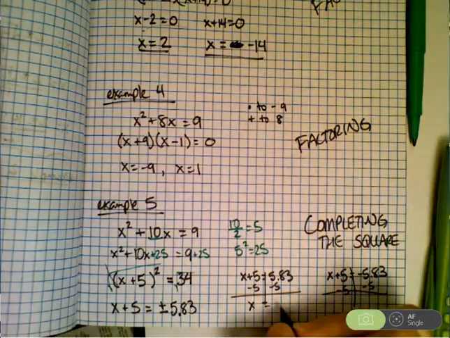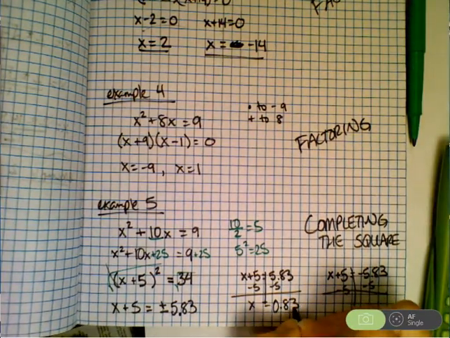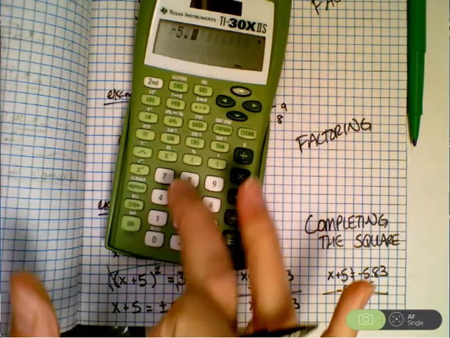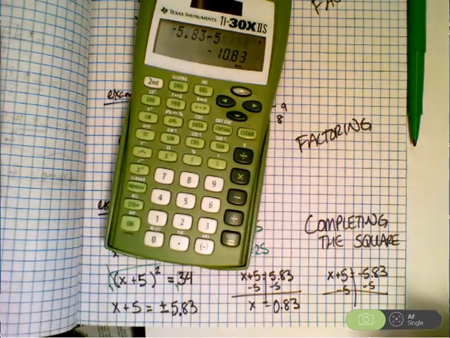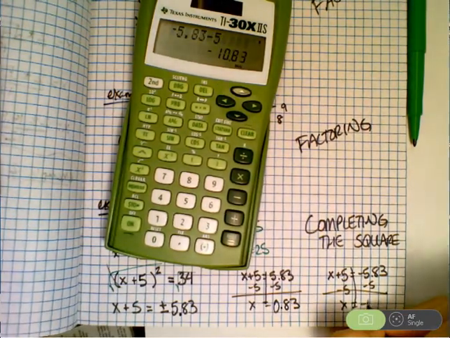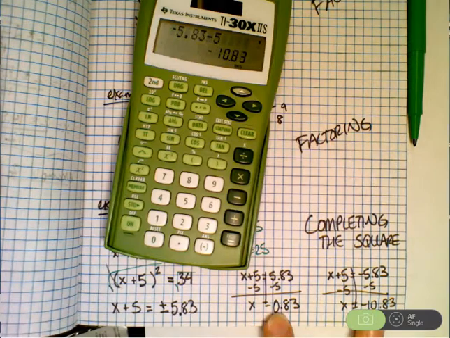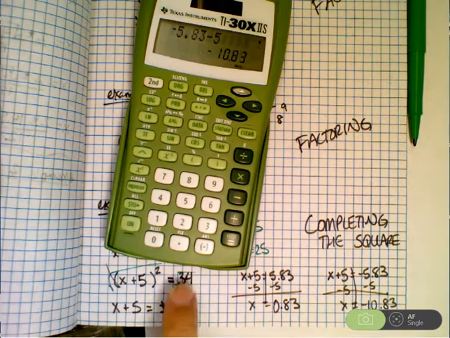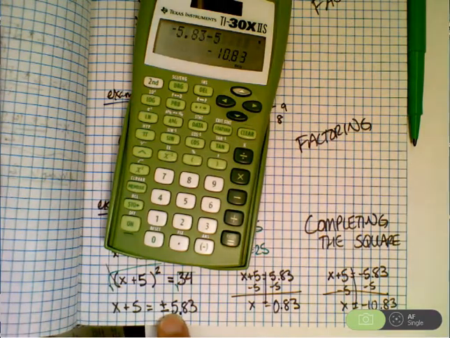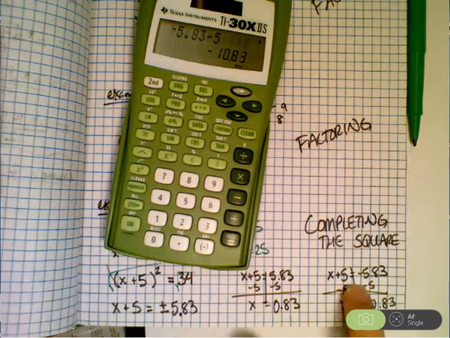Get 0.83 here. And negative 5.83 minus 5 is negative 10.83. So we come up with our two solutions, a positive and a negative. Remember that this is where, when you do the square root, that's when you put in the plus or minus, and then you have to split it into two equations to solve it.